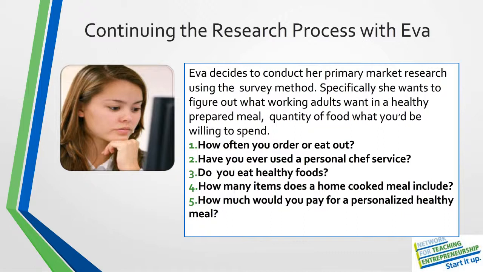In the second part of this activity, the one we will discuss here, she decides she is ready to hear from her potential customers, using surveys as her primary research method. Specifically, she wants to figure out what working adults want in a healthy prepared meal, the quantity of food they expect, and what they'd be willing to spend. She comes up with a list of preliminary questions listed on the slide here.